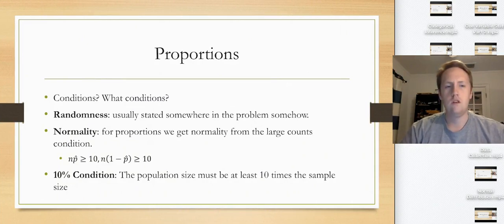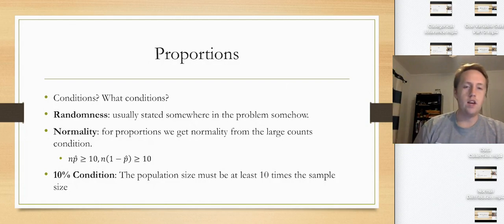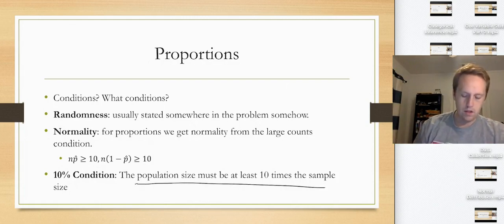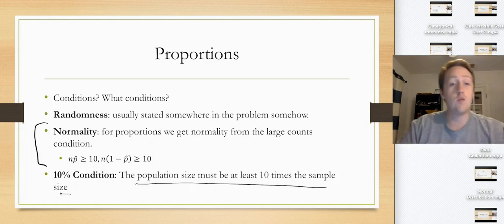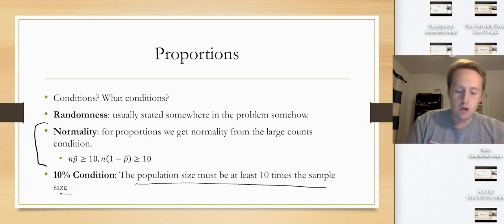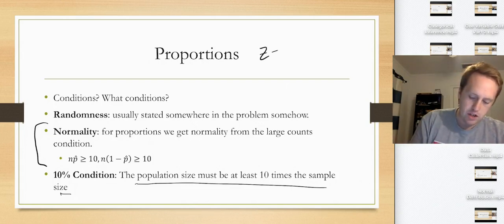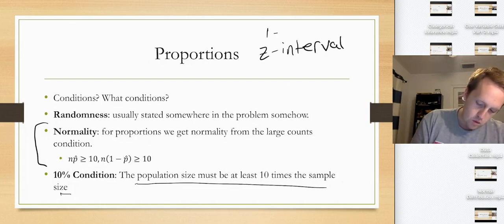Conditions? What conditions? For proportions, randomness, normality, and 10% condition. The randomness, it's usually stated, 10% we're pretty familiar with, but population size must be at least 10 times the sample size. Normality with proportions is done with large counts. So that's n p hat is greater than or equal to 10 and n(1 minus p hat) is greater than or equal to 10. All right, so proportions are always going to be a z interval. I should mention that as well. Z interval. So we'd say like 1 proportion z interval.